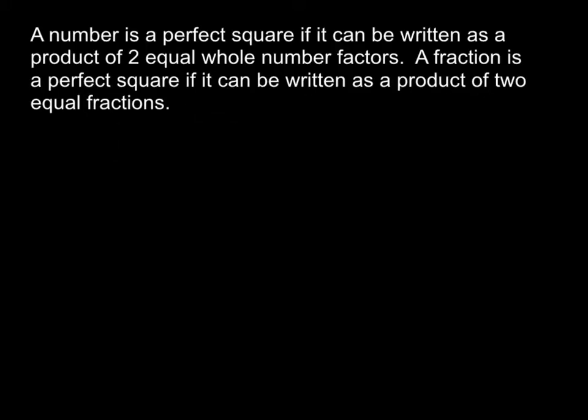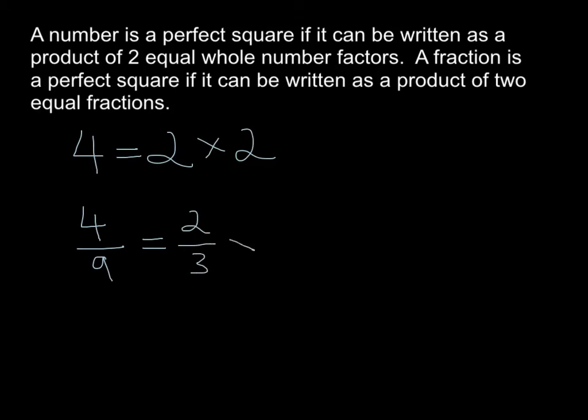A number is a perfect square if it can be written as a product of two equal whole number factors. A fraction is a perfect square if it can be written as a product of two equal fractions. So for example, 4 is a perfect square because it can be written as a product of 2 times 2. 4 over 9 is a perfect square because it can be written as a product of 2/3 times 2/3. In other words, a fraction is a perfect square if its numerator and denominator are perfect squares.